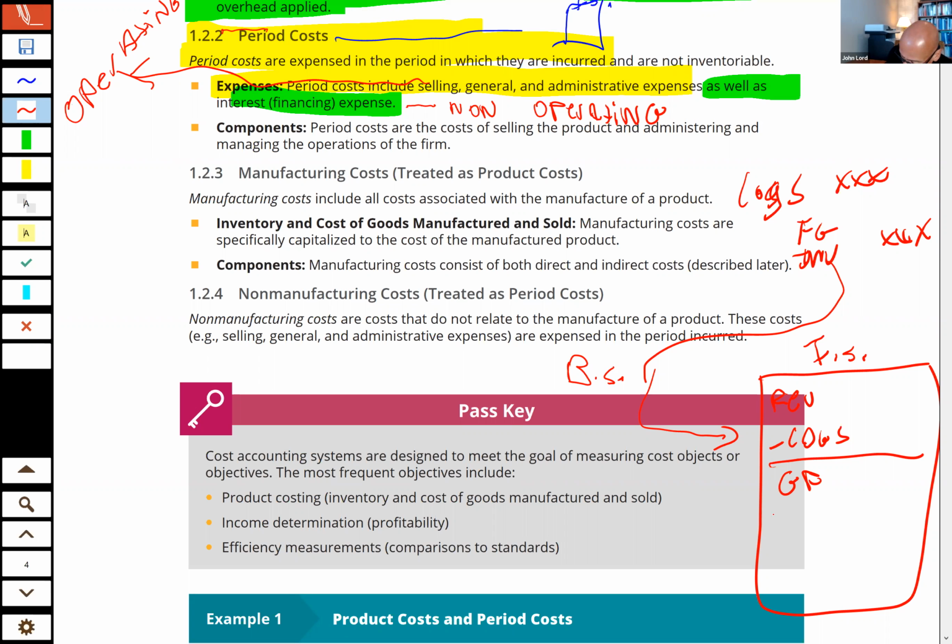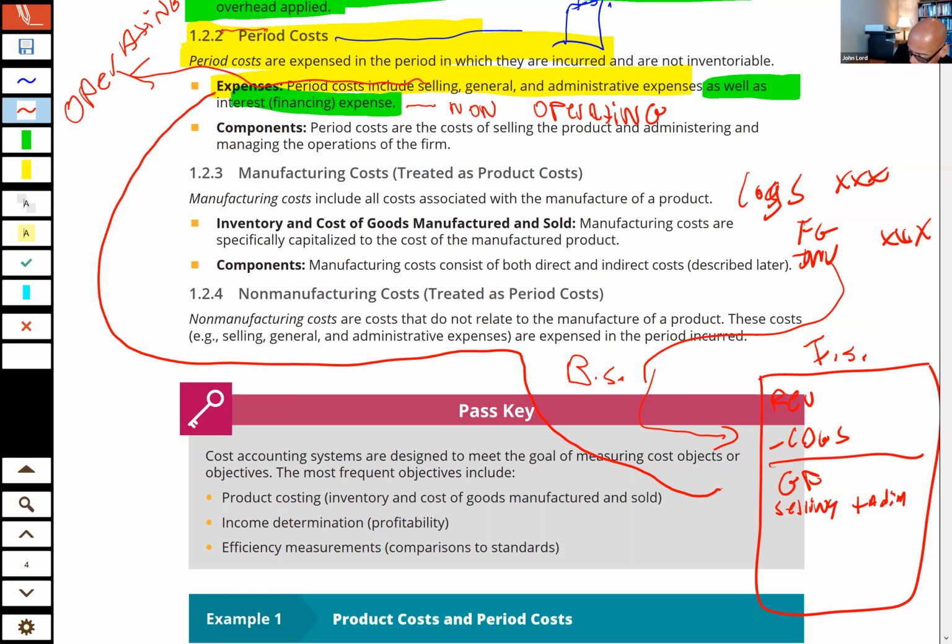We have gross profit, and then we have selling and admin expenses. Okay, those are what? Those are period costs that go straight to the income statement. And the difference between our gross profit and our selling and admin expenses gives us operating income. I guess it could be a loss. Operating income or loss.